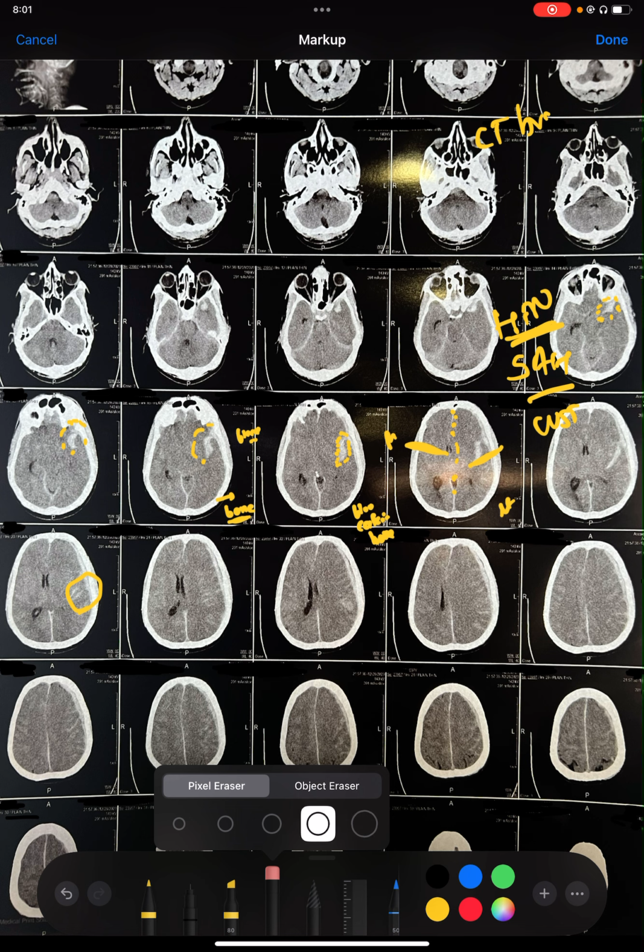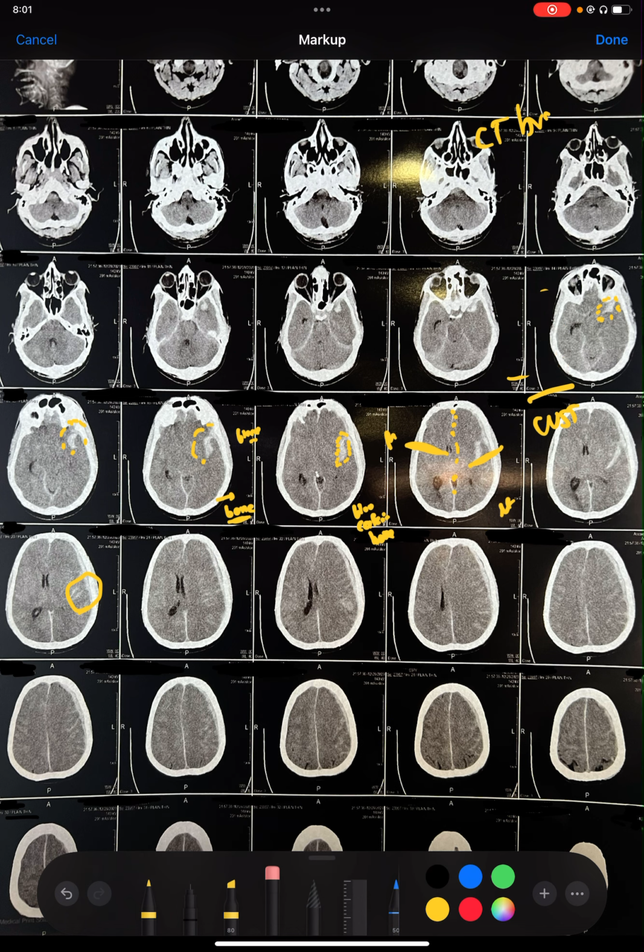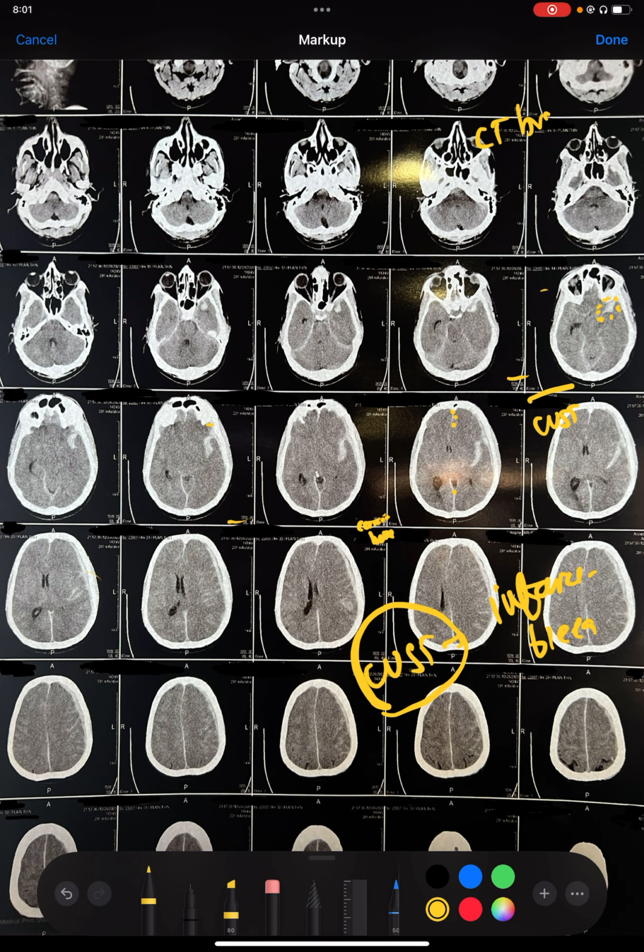Now, in cortical venous sinus thrombosis, it is not only the bleed which is the problem. It usually always has the infarct. So presence of infarct with bleed suggests CVST. In CVST, there will be an infarct and there will be bleed. And CVST patients usually don't have any history of hypertension or diabetes. CVST is very common in females as well as male patients.